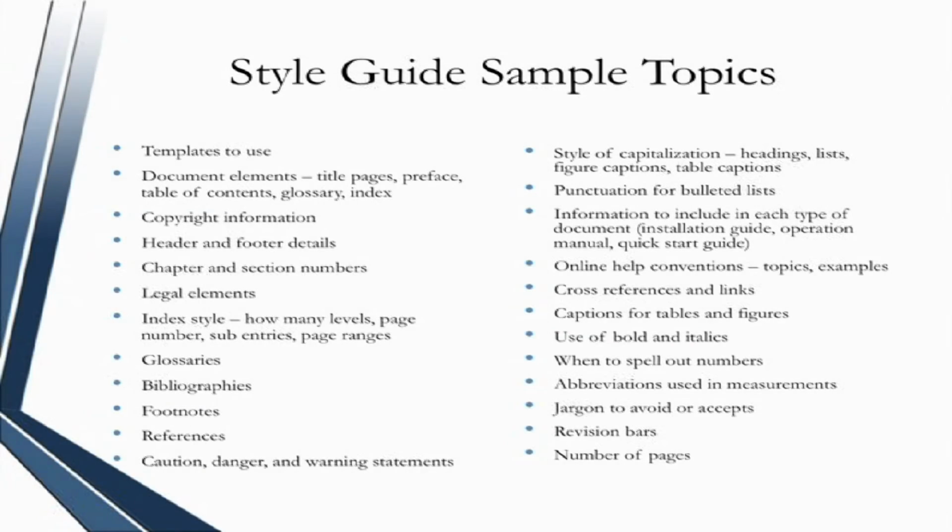Sample topics. Here is a list of some of the topics a style guide can cover. Use of British or American English. Use of contractions. Which words are not allowed? For example, use of computer disk and not computer disc. Systems of measurement including conversions, plus how many decimal points to include. Reference materials such as dictionaries, industry style guides, process documents, and other related materials. Templates to use. Document elements such as title pages, preface, table of contents, glossary, index.